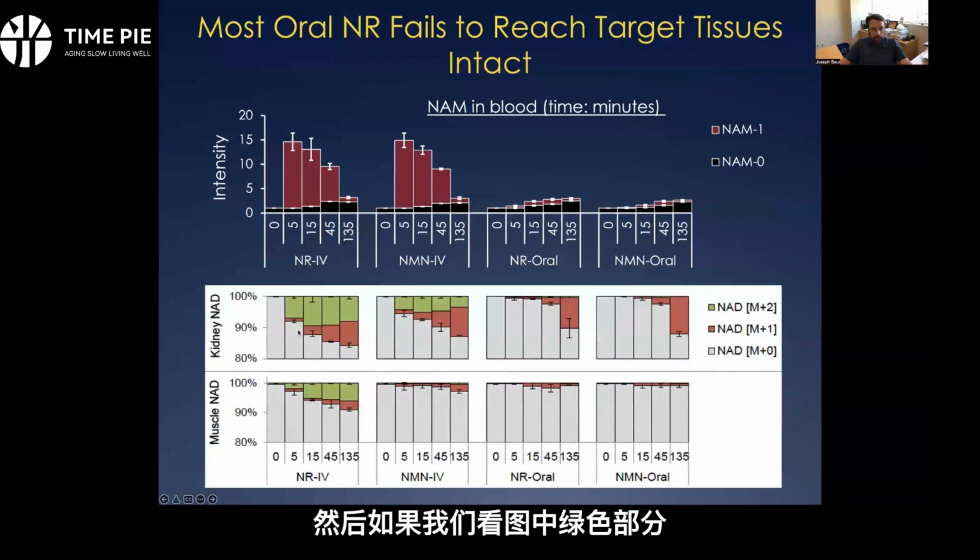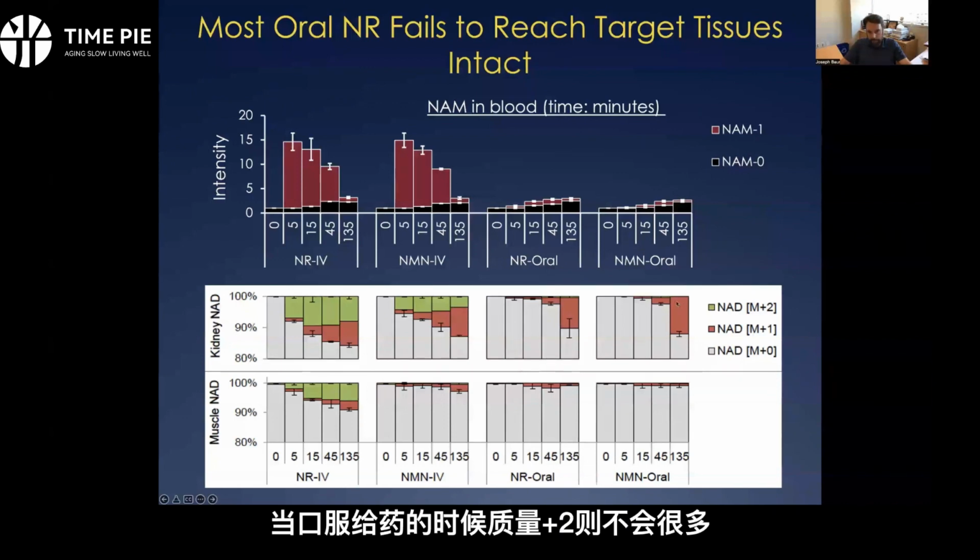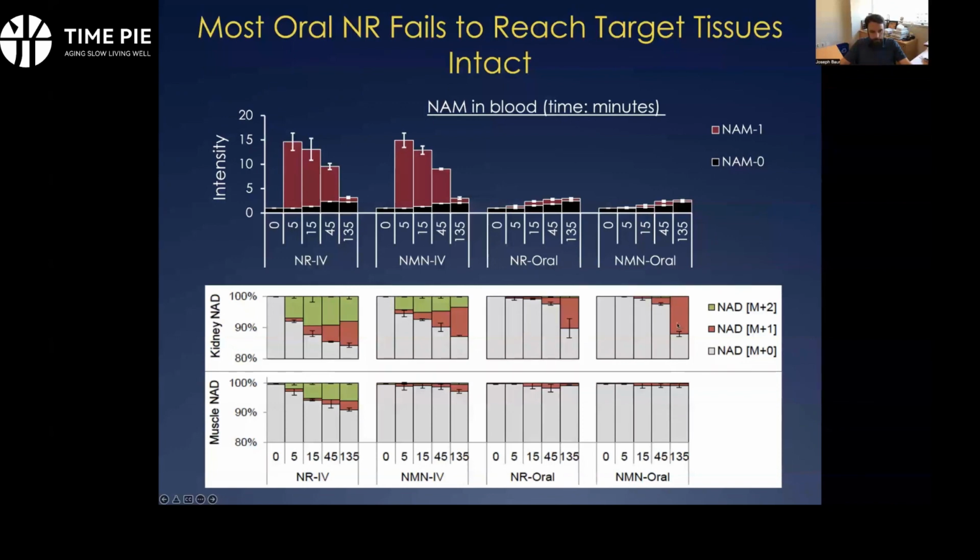And then if we look in vivo at tissues, you can see here first, if you look at kidney, this green color is the mass +2. So this is the molecule that we administered going directly into the NAD pool. And you can see a substantial amount in the kidney with either NR or NMN given intravenously. Not very much, just wisps, if anything, of mass +2 when we've given them orally.